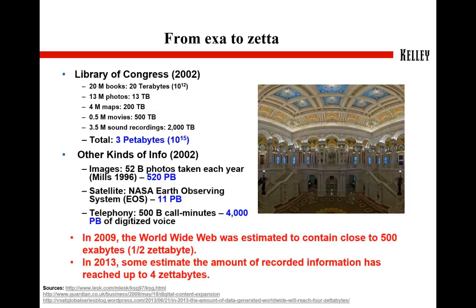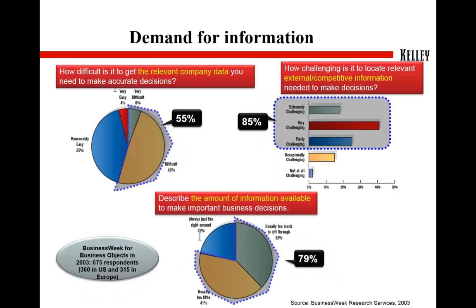Moving to today, it was estimated 4 years ago that the World Wide Web had about 500 exabytes, or half a zettabyte of data. And today, some estimate that the amount of recorded information in the world has reached up to 4 zettabytes. So this is what we call big data. This can create a real problem for businesses who feel like they're drowning in the amount of information that they have at their fingertips, but they don't know how to sort through it.